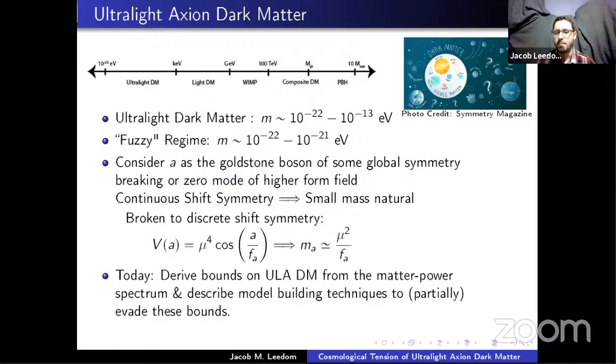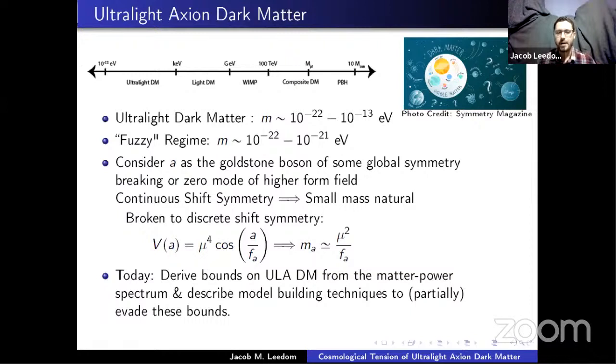Now, of course, there are going to be some non-perturbative effects that will break this continuous shift symmetry down to a discrete shift symmetry, so that will generate a potential and, of course, a mass for this ultralight axion dark matter. I'll parameterize that in the usual way with a simple cosine, at least for most of this talk. There'll be some scale mu out in front, and then the axion decay constant Fa. The mass is approximately mu squared over Fa.